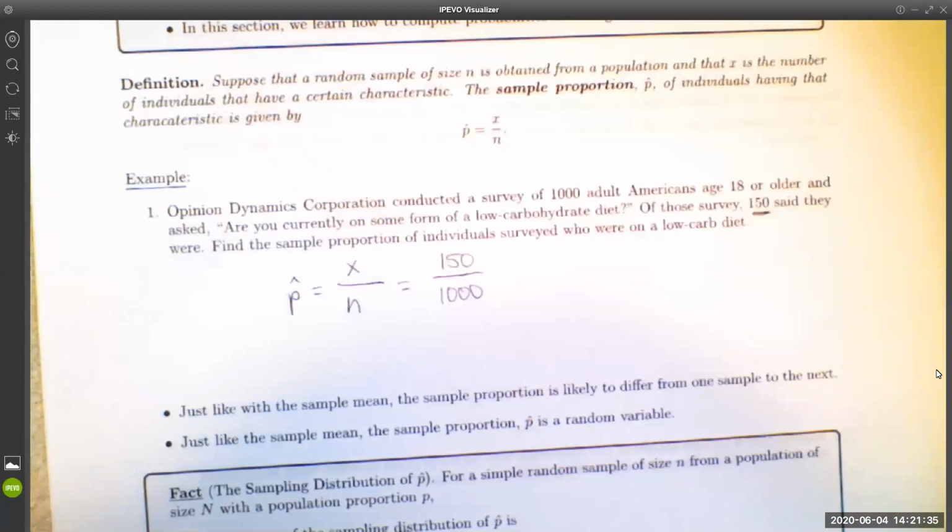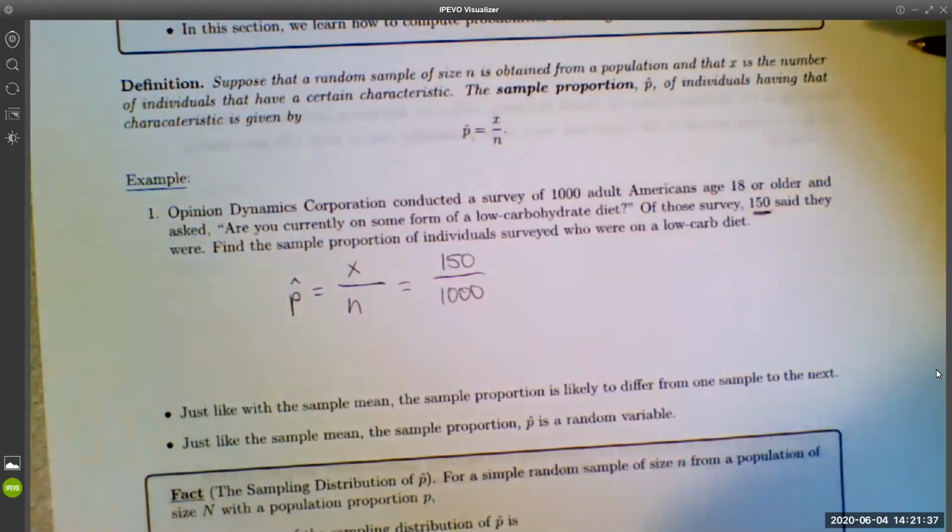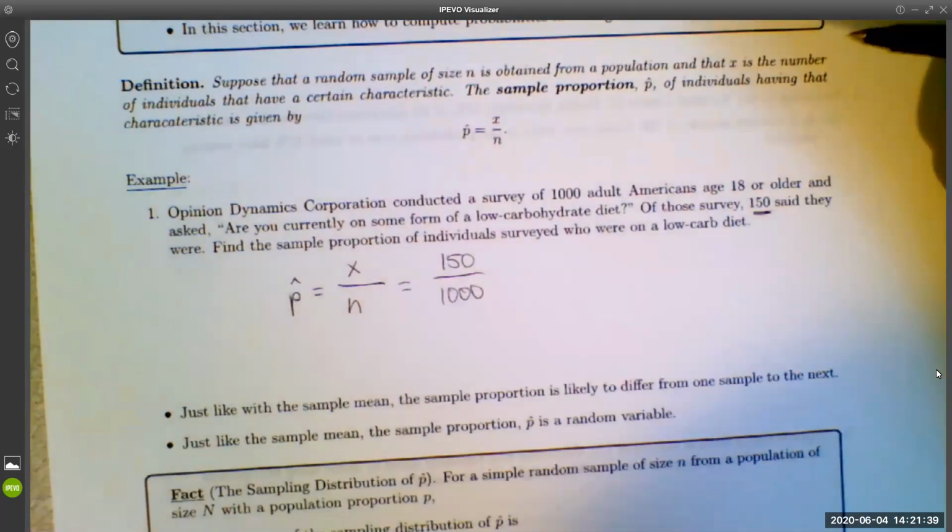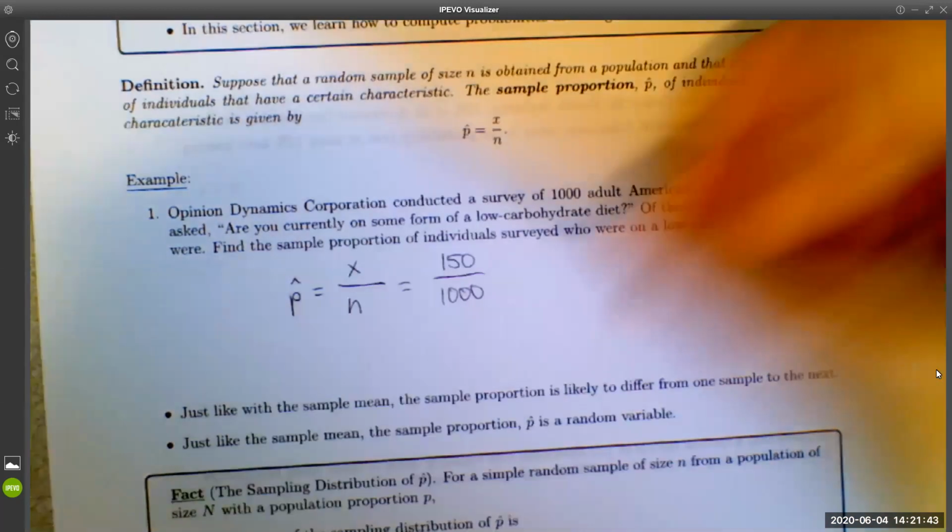Being on a low-carb diet is not successful in my opinion. And I say that as a diabetic. No, okay, if you're on a low-carb diet, that's fine.